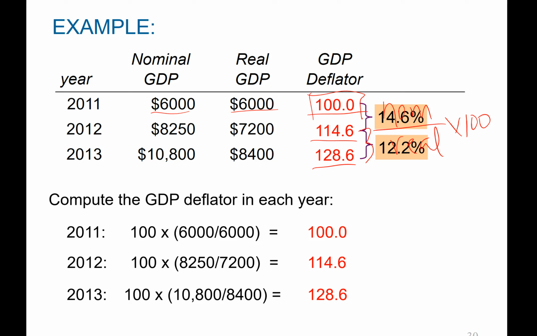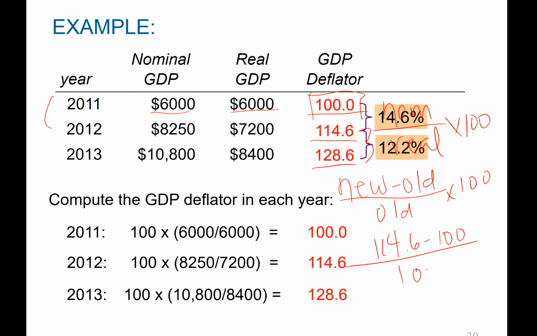By the way, if you are wondering how to do percentage change, here's another formula you might want to put on your note card. It makes life very, very easy. The formula for percent change is always new minus old over old times 100. So let's do 2011 to 2012. New information, time period 2, is 114.6, minus old, which was 100, over old. The result multiplied by 100 is going to give you that 14.6%.